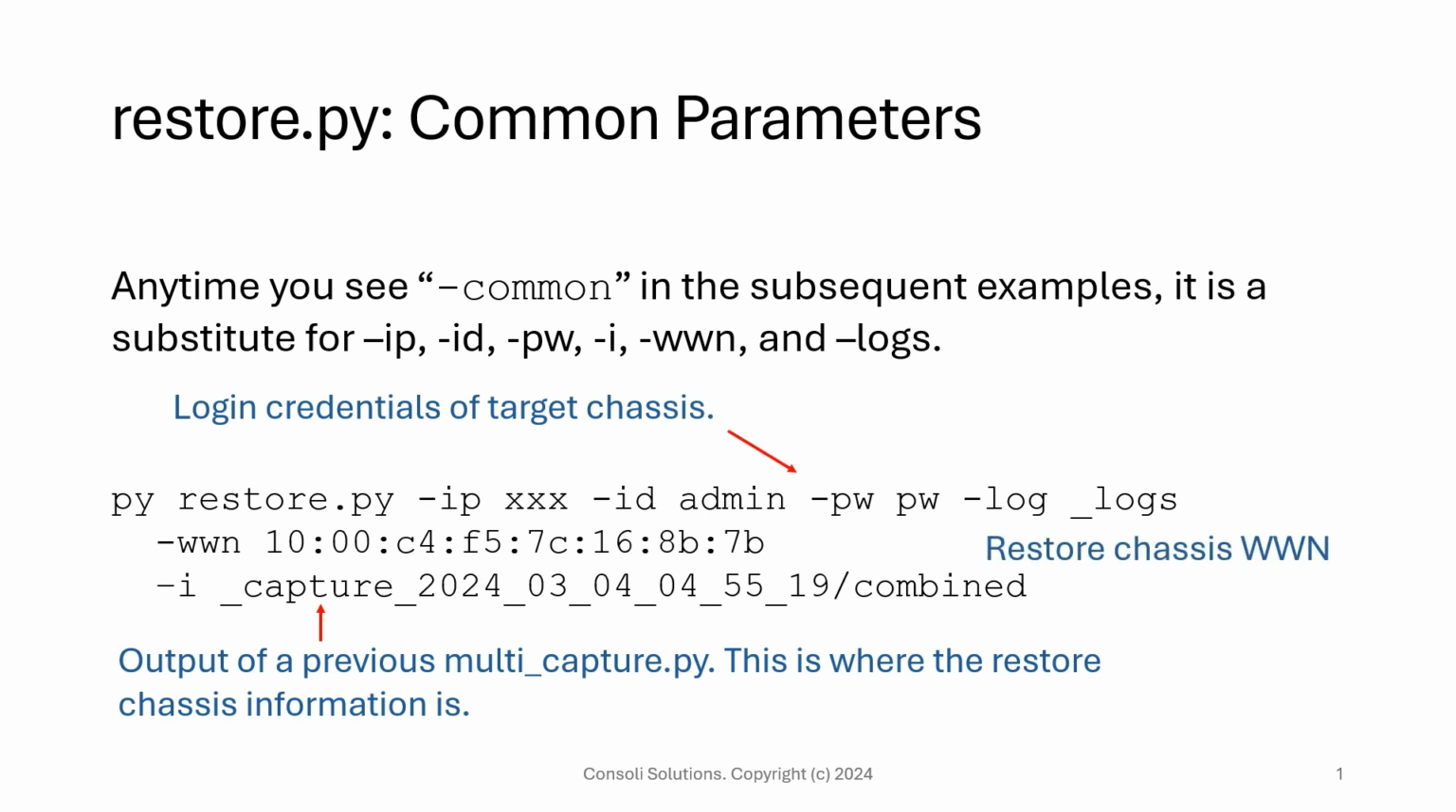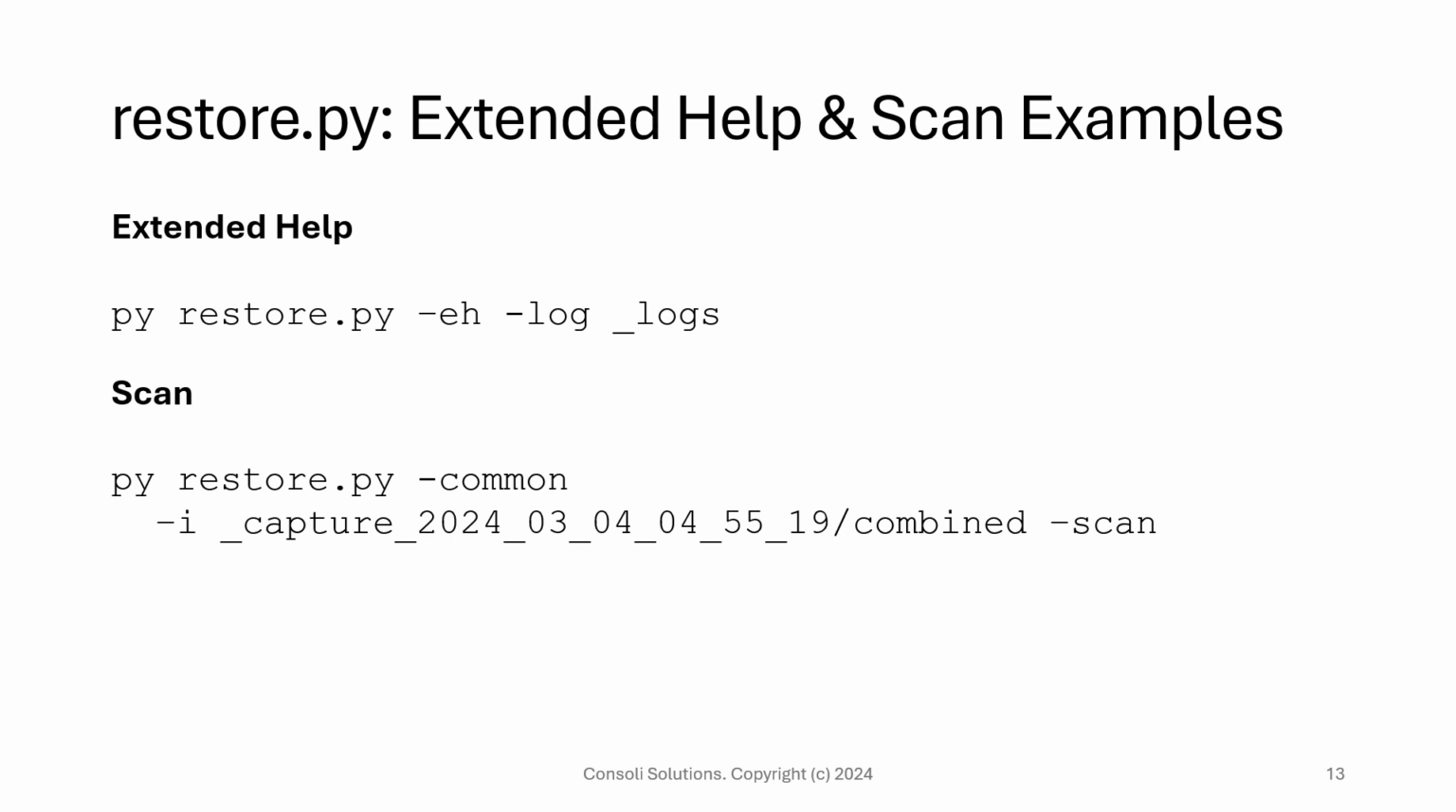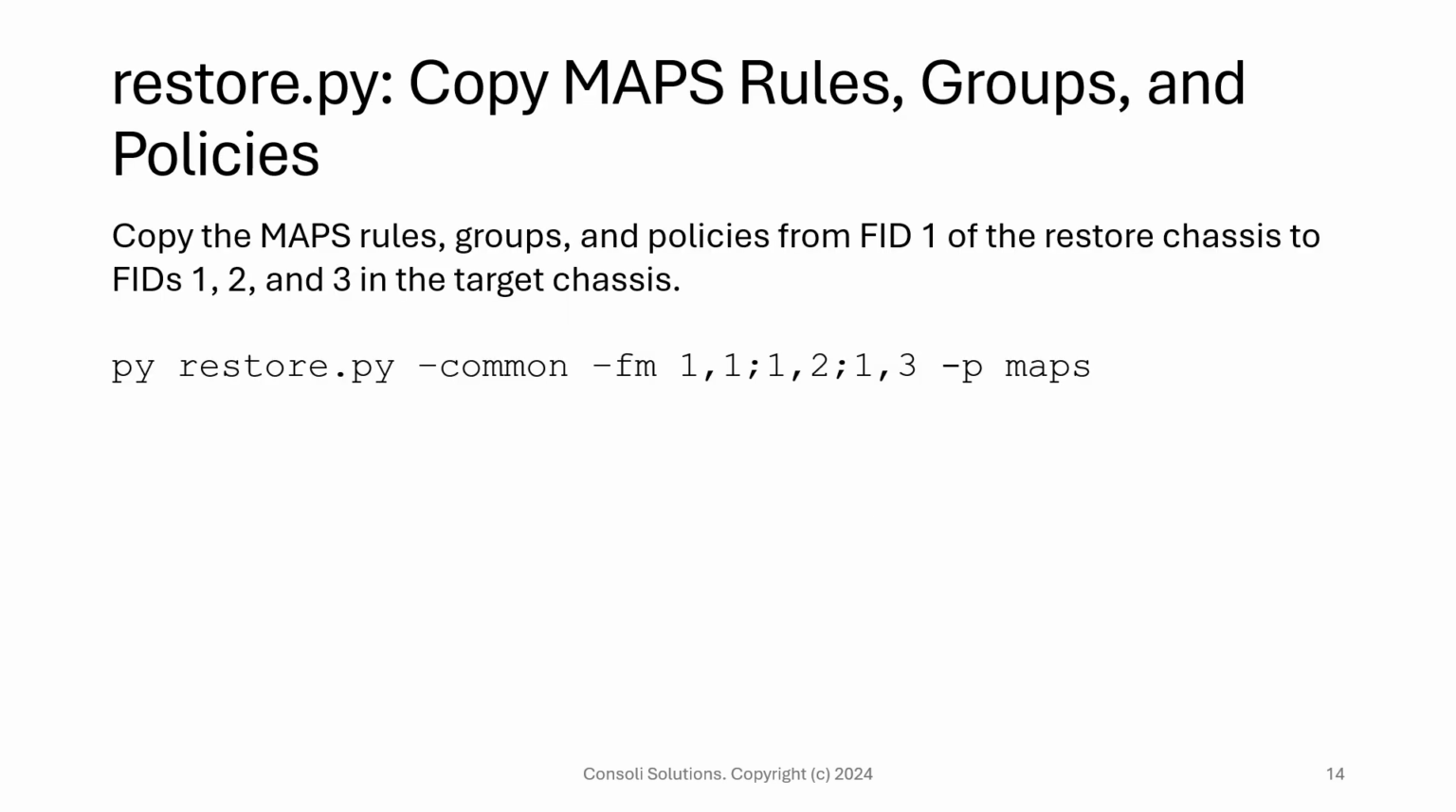Rather than clutter the examples with repetitive options, substitute these parameters every time you see -common. I usually use the restore all.py script to generate the correct command syntax, and we'll cover that later. These are here just for reference. Now, with the -scan option, you don't need to put the login credentials of the target switch. I recommend doing so that you get that target switch into that output.